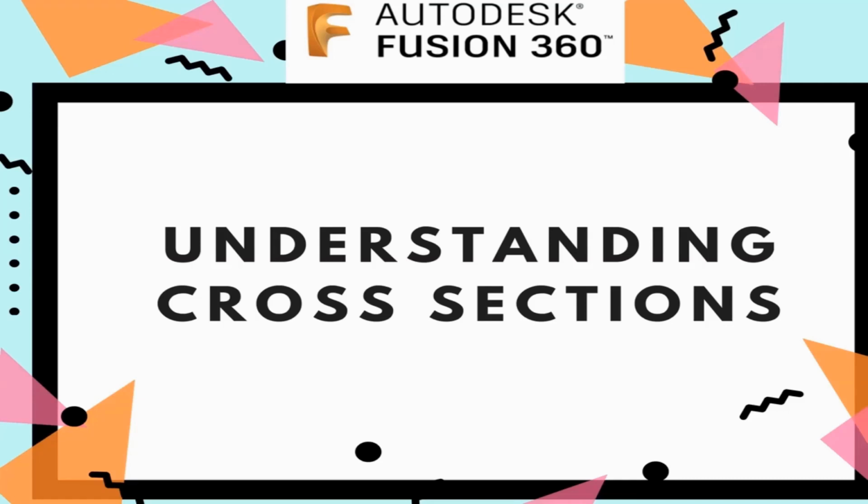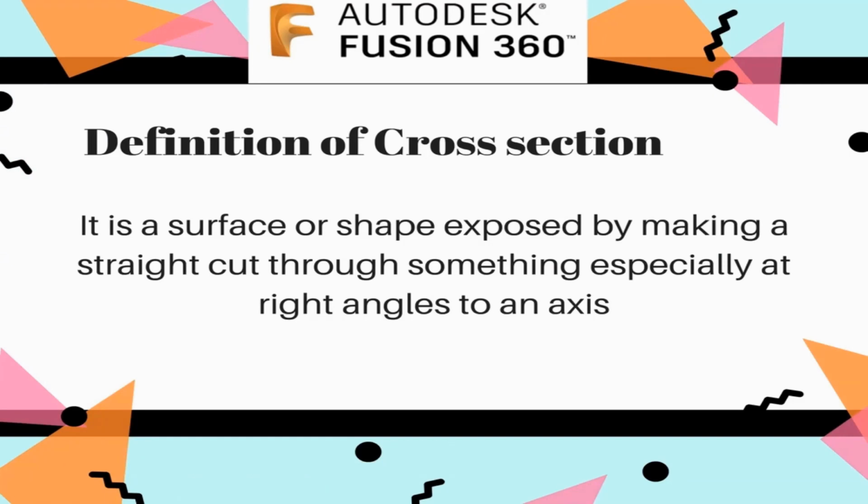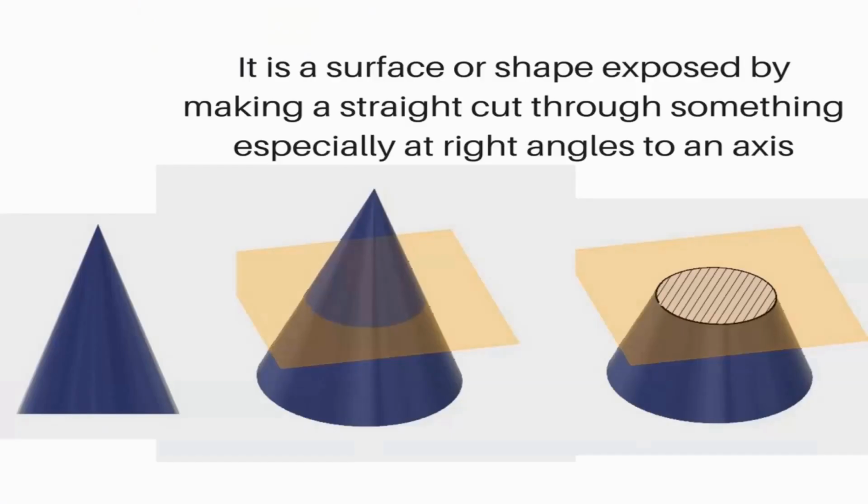Let's understand what a cross-section is. By definition, it is a surface or shape exposed by making a straight cut through something, especially at right angles to an axis. Now what does this mean? Let us take the example of this cone. The shaded portion that you see in the third figure is actually the cross-section.